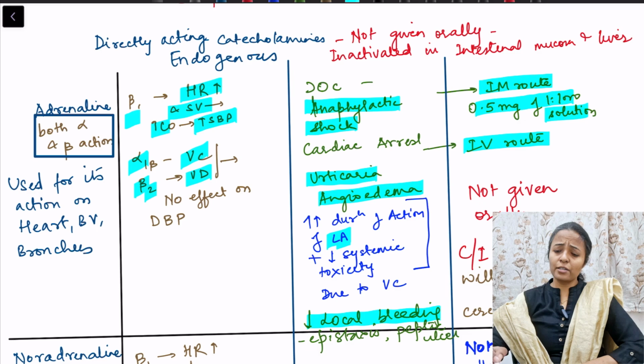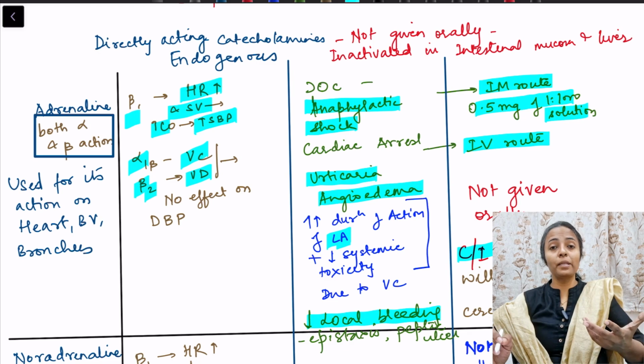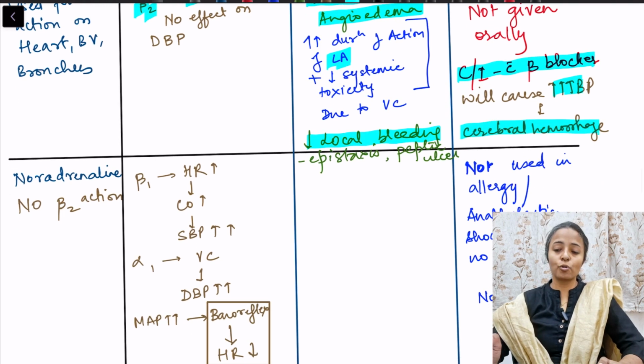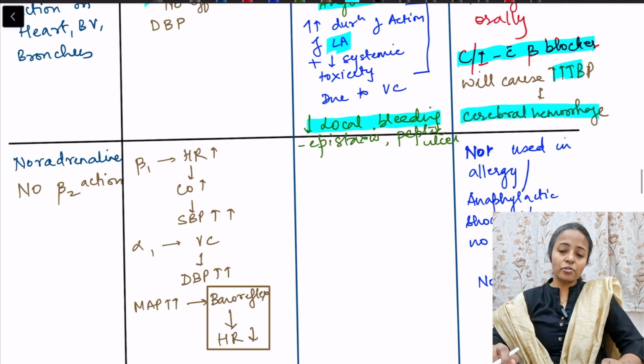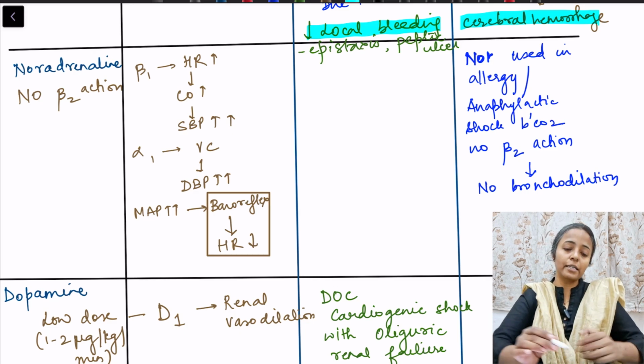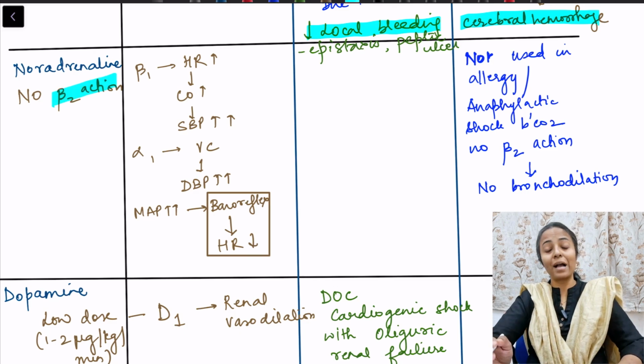This adrenaline is contraindicated with beta blockers. Why? Because its vasodilation effect will not be there, and there might be too much increase in vasoconstriction. That will cause too much increase in blood pressure and hence can lead to cerebral hemorrhage. Okay. Now coming to the next drug, that is noradrenaline. I told you before that noradrenaline doesn't have any beta 2 action.